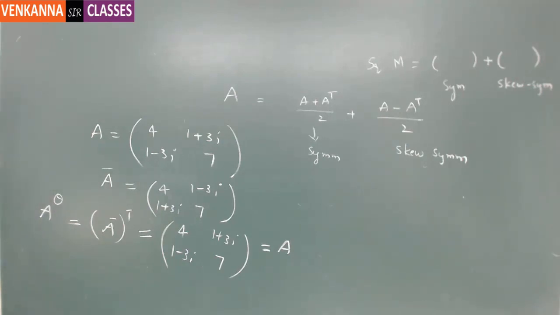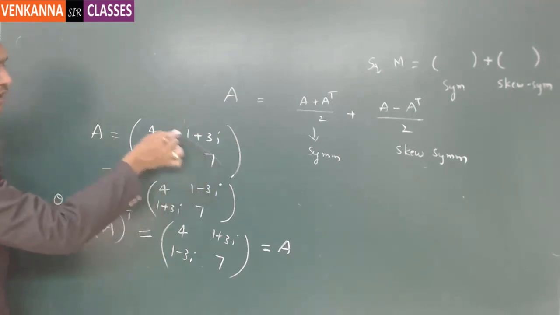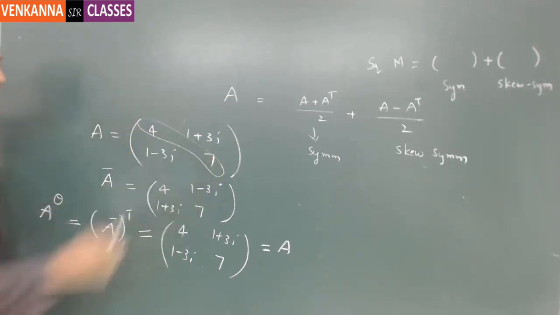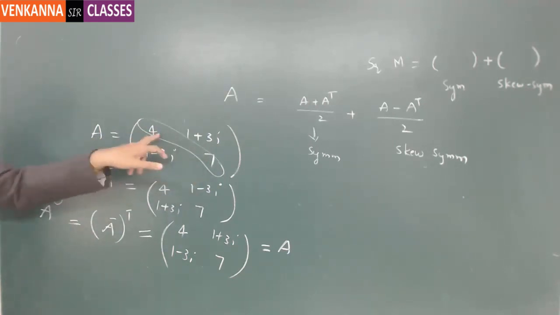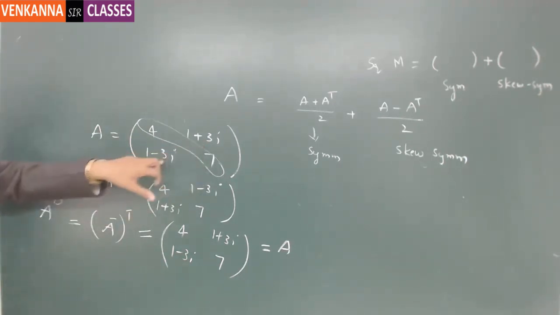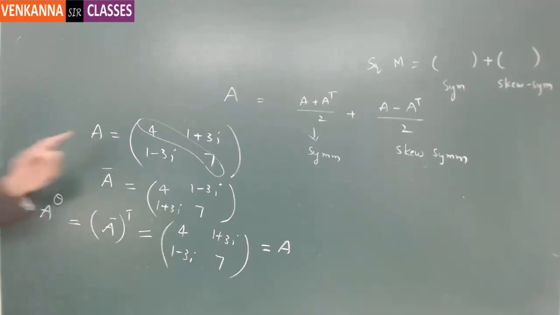So from this point of view, we can observe one interesting thing, that whenever you consider a Hermitian matrix, obviously the diagonal entries are real numbers. And obviously these two are conjugate to each other. So this is the property of Hermitian matrix generally we observe. Okay.